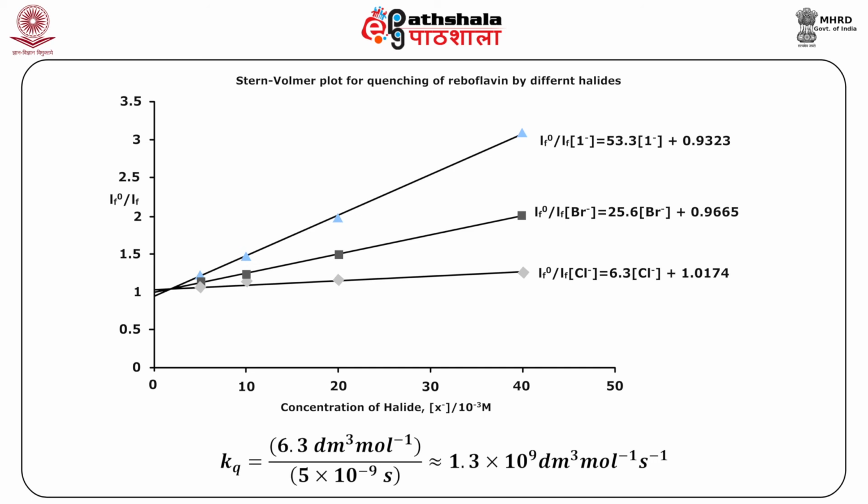For this, the value of Ksv obtained is 6.3 decimeter cube per mole for quenching by chloride ions. The literature value of tau is 5 nanosecond. This gives a value of 6.3 decimeter cube per mole into 5 into 10 raised to the power of minus 9 second, which is equal to 1.3 into 10 raised to the power of 9 decimeter cube per mole per second for Kq. It is a second order rate constant, and you see that the slopes are different. Iodide has the largest slope.